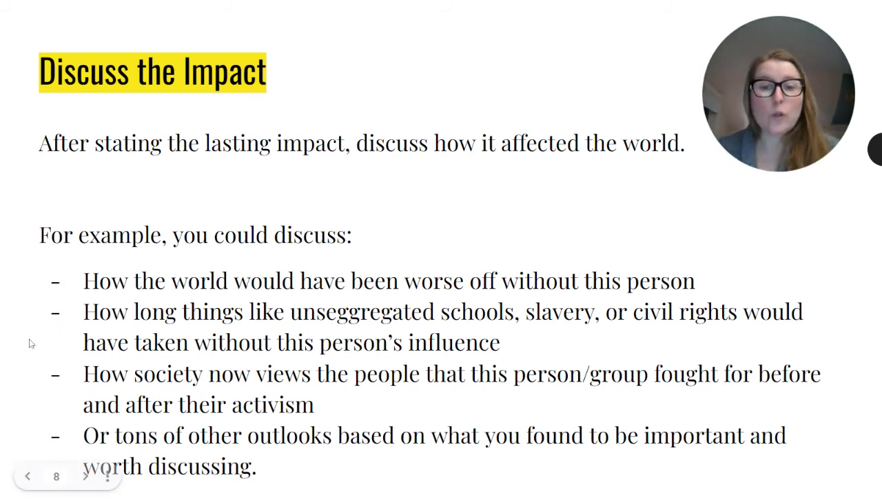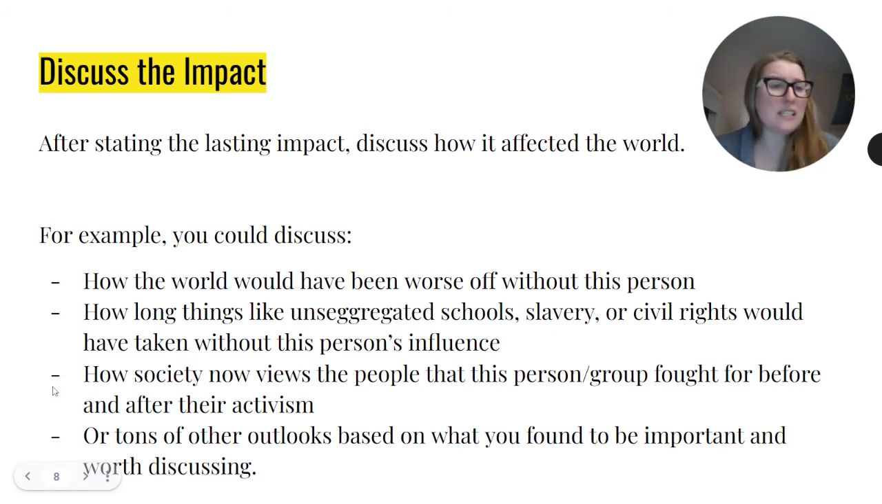How society now views people that this person or group fought for before and after their activism. So you can think about things like LGBTQIA rights. What did society think of them before and after certain activists? What about women in schools? There are some activists who had to fight to get schools for women. The idea of seeing Black people or people of color as less than white people. What did your activists do to change the view of society to understand that concept better, that they are actually equal?